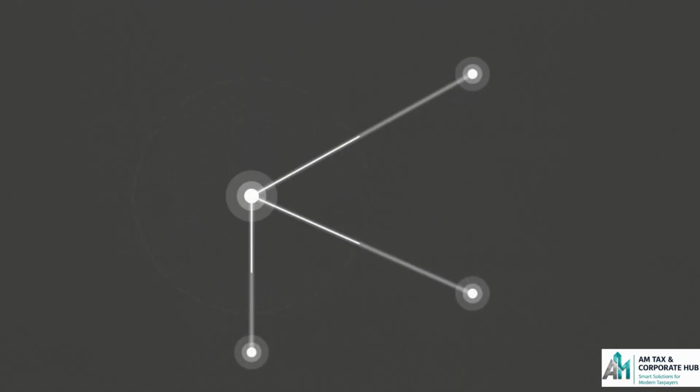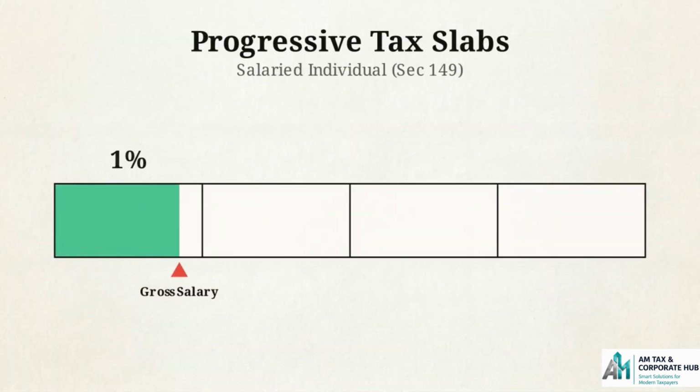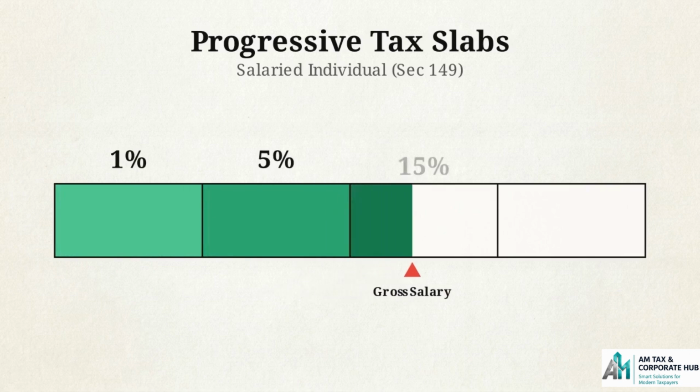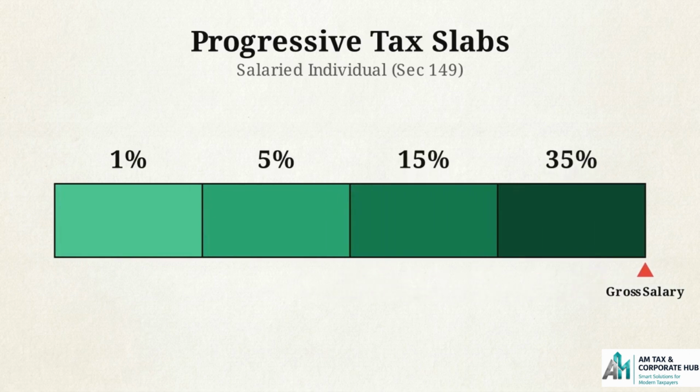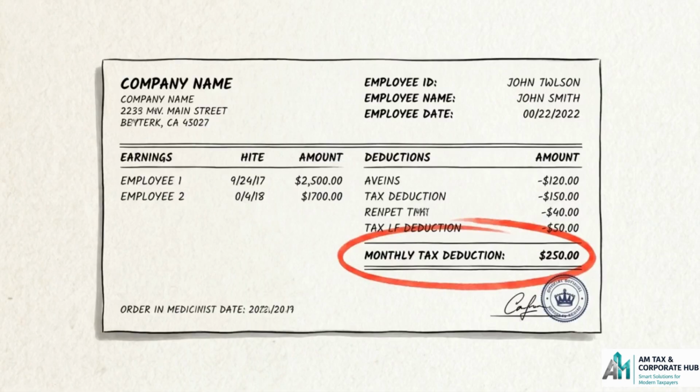Let's test this with our first profile, the salaried employee navigating Section 149. To run the calculation, you enter two variables: your gross monthly salary and tax year 2026. The calculator immediately runs your income against the updated FBR schedules, applying the progressive tax rates from 1% up to 35%. If your annual income crosses the 10 million rupee mark, the tool automatically adds the 9% high earner surcharge to your top bracket. The final output gives you the exact rupee amount your employer is legally obligated to deduct from your paycheck every single month.